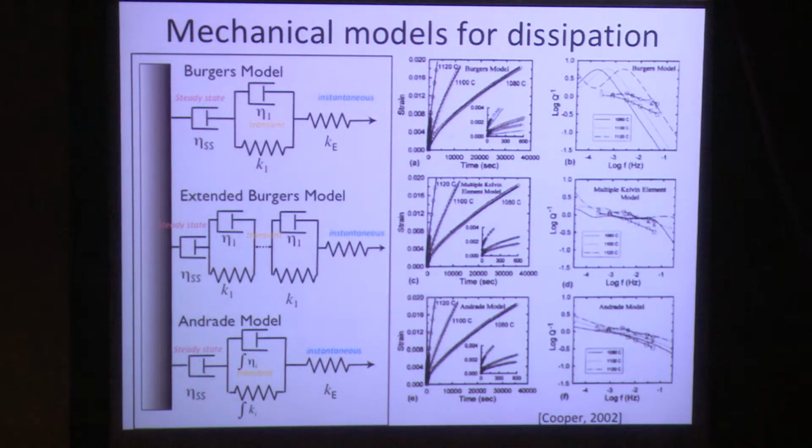Can you explain what Q is a little bit for us? Sorry, you're going a little fast for me. Oh, I'm sorry. Okay, I wasn't sure whether to do mechanical models or the lab experiments. I probably should have done the lab experiments first.